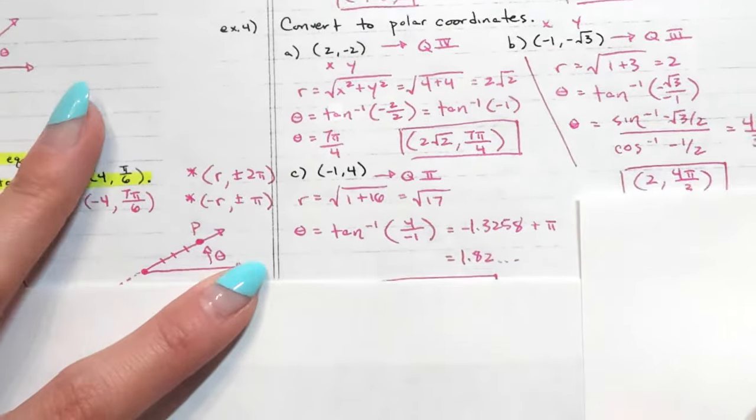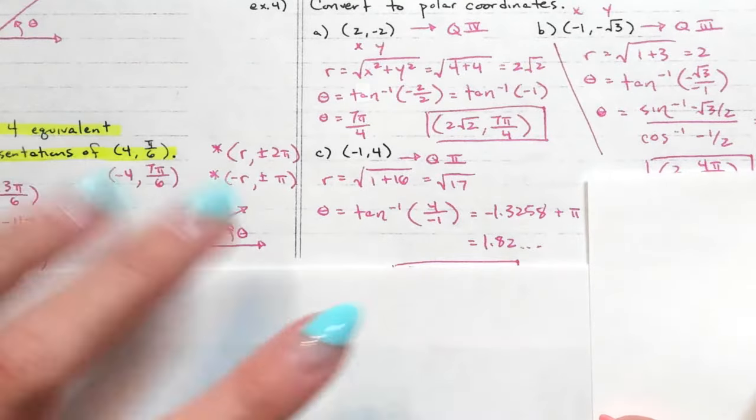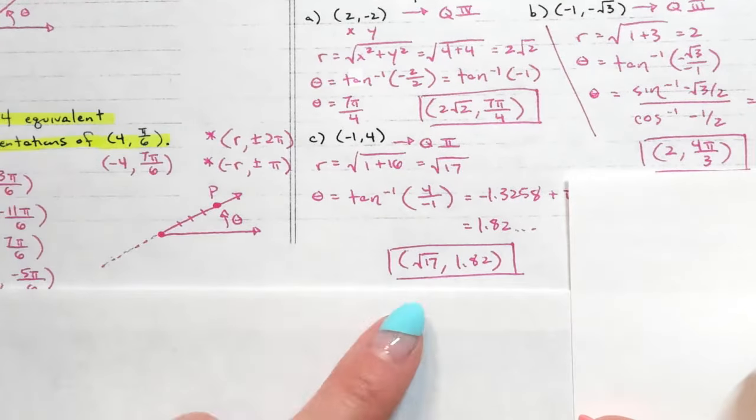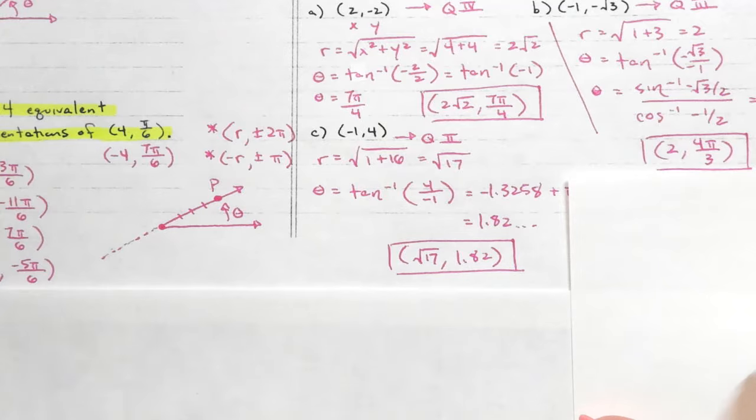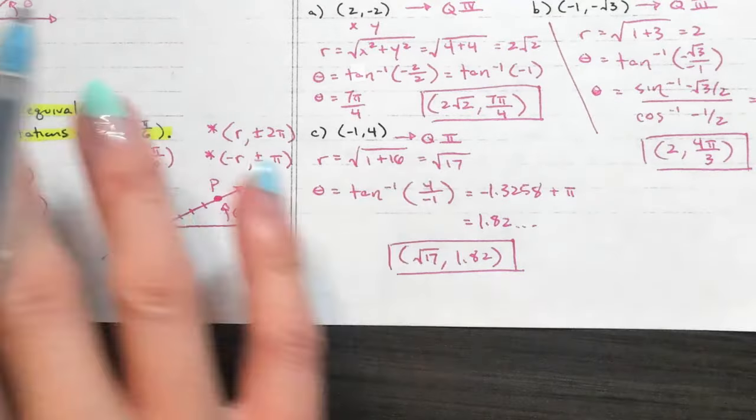So when you add pi, you get 1.8 something. And then in your calculator, you actually add pi. And then your final answer is root 17, comma 1.82. Okay, last part on the back.